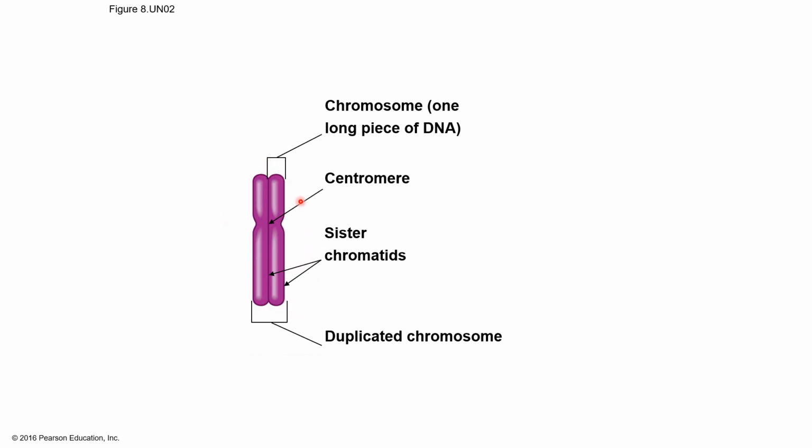So right here, you have a duplicated chromosome. Now you still call it one chromosome, by the way, even though now you have a copy of it. Collectively, it's still considered one chromosome. So I wouldn't say that I'm looking at two chromosomes right here. I would say I'm looking at one chromosome, but that one chromosome now has a copy of itself, and this copy, we call them sister chromatids. And they are held together right here, and this region right here, we call the centromere.